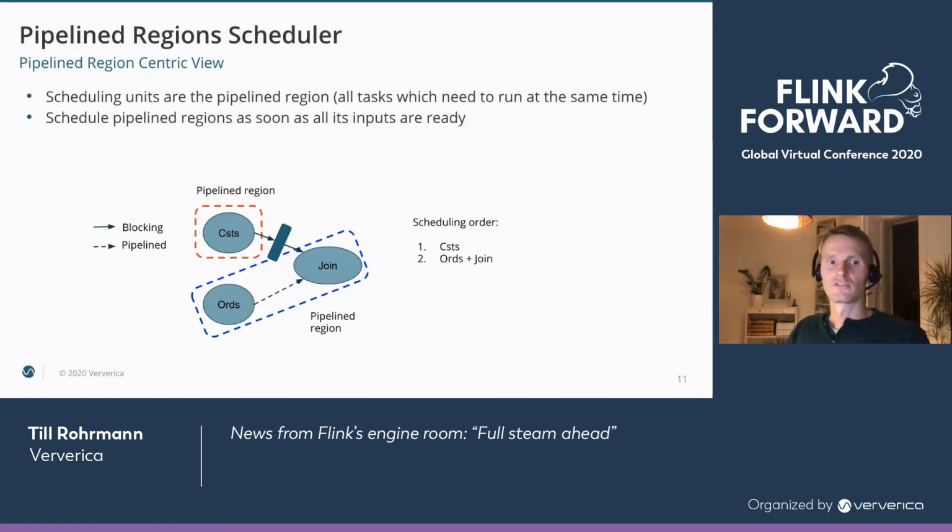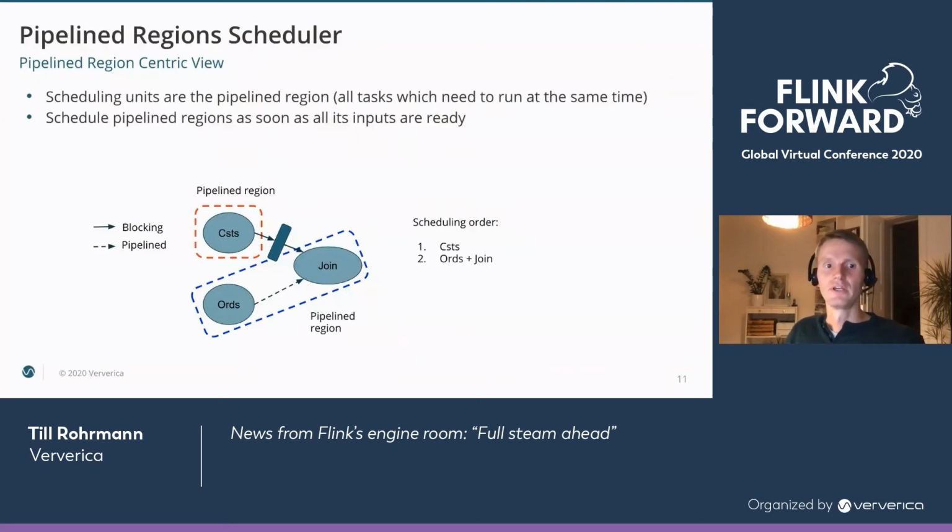So the way we solved this problem is that we extended the scheduling unit from tasks to the pipelined region. And again, a pipelined region is the set of tasks which have to run at the same time. And a pipelined region is only scheduled if all of the operators in this pipelined region can get a slot and can be deployed. So either all or none.